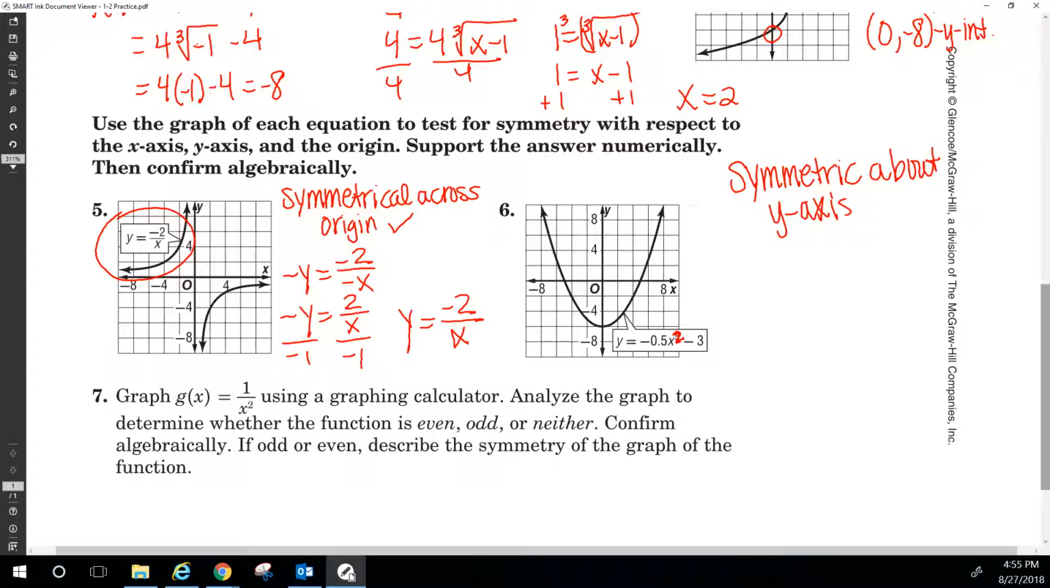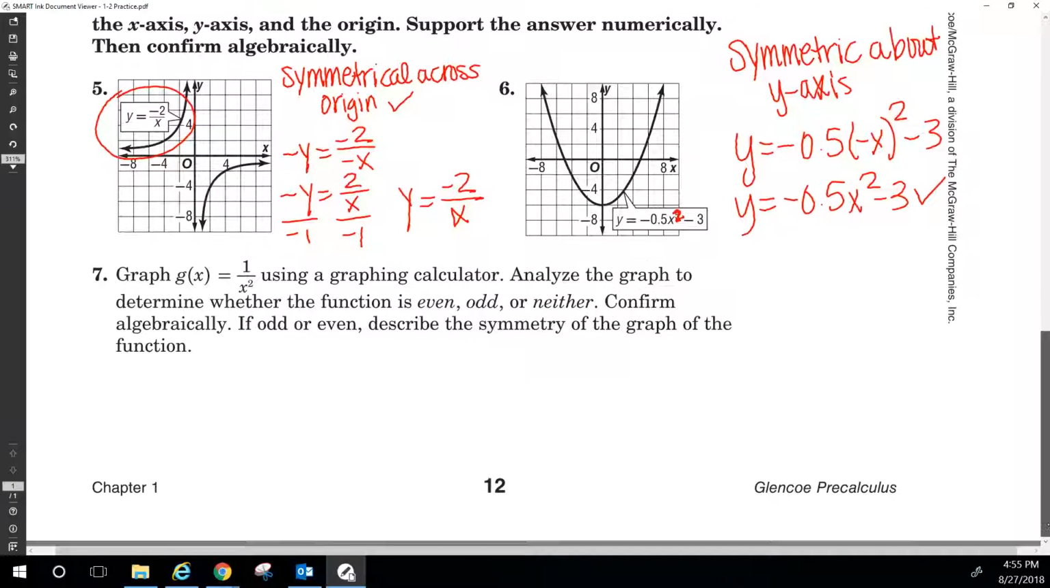Which means if I put in a negative x value, I should still come up with the same y value. So here you got y is equal to negative 0.5 times negative x squared minus 3. But since it's negative x squared, that's going to become positive x squared, so we get negative 0.5 times x squared minus 3. That's my original equation, so it is indeed symmetric about the y-axis. And hopefully you recognize from the even, odd, or neither test, this is also an even function here, and this one's an odd function over here.